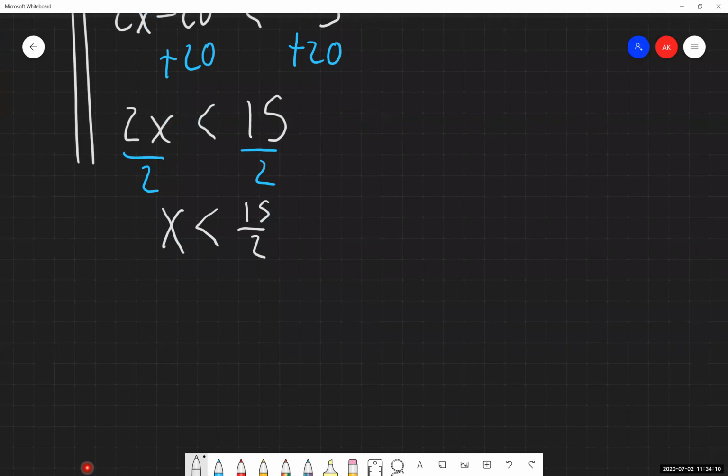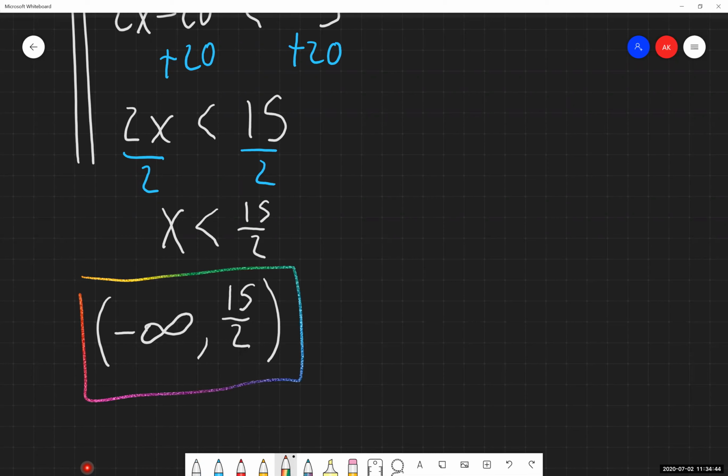So now translating this into interval notation, what is the lowest number I could have? Well, that's going to be negative infinity. What's the largest number I could have? Well, it's going to be 15 over 2. Then fill in the brackets and parentheses accordingly. So again, infinity, always parenthesis. For 15 over 2, it's going to be bracket or parenthesis. We have our giveaway right here. I'm told it's less than, so I'm going to use a parenthesis with this. And we have our final answer right here in interval notation.